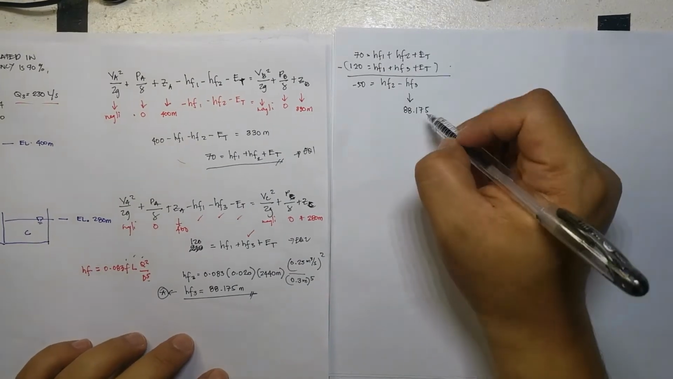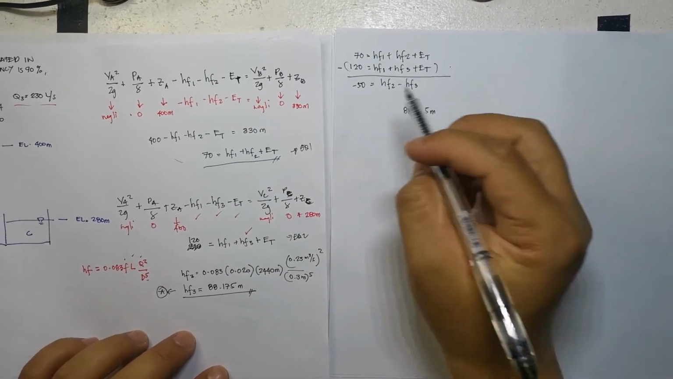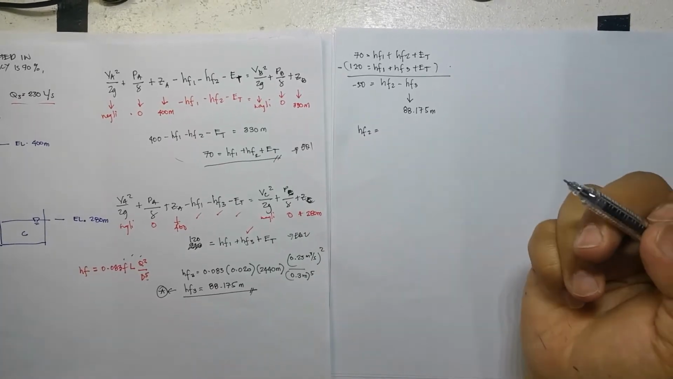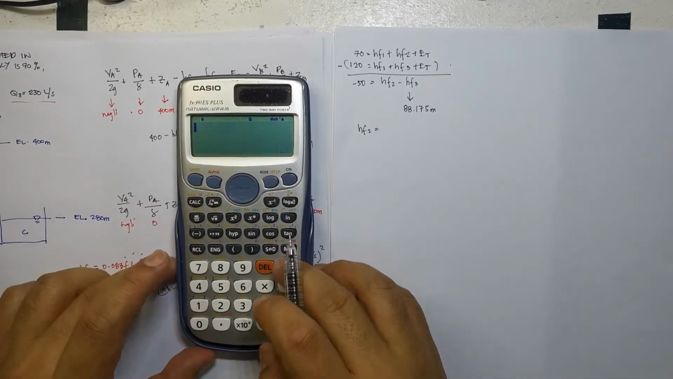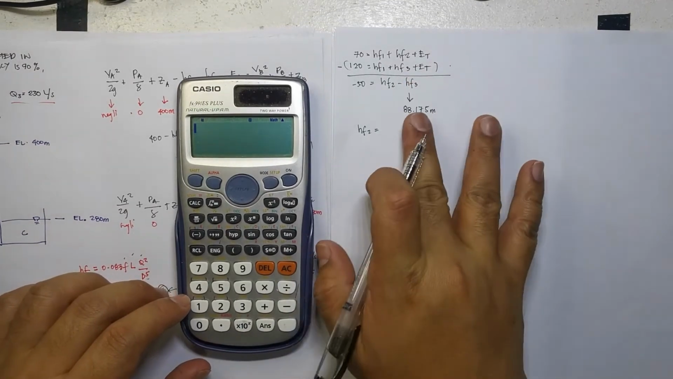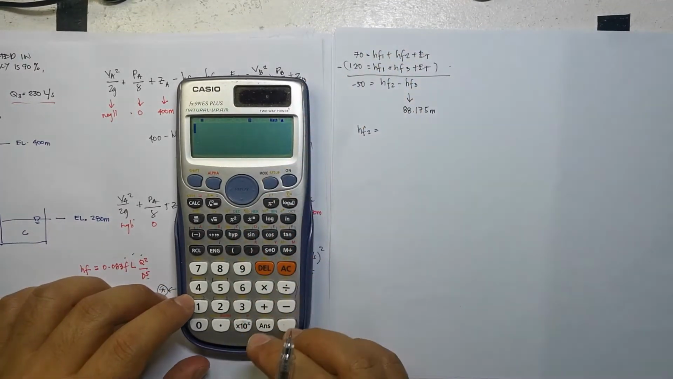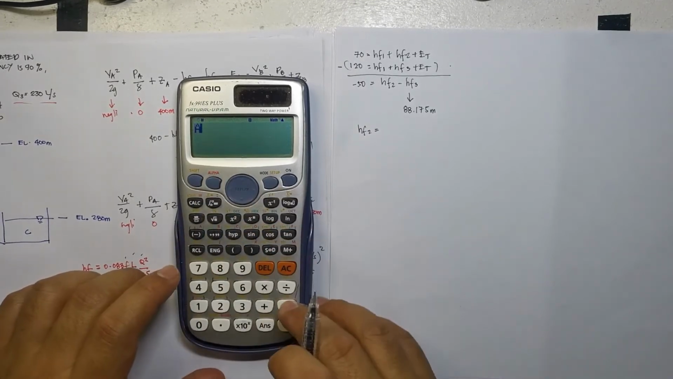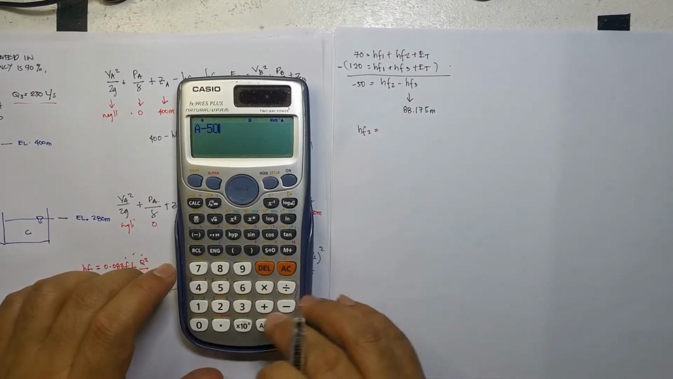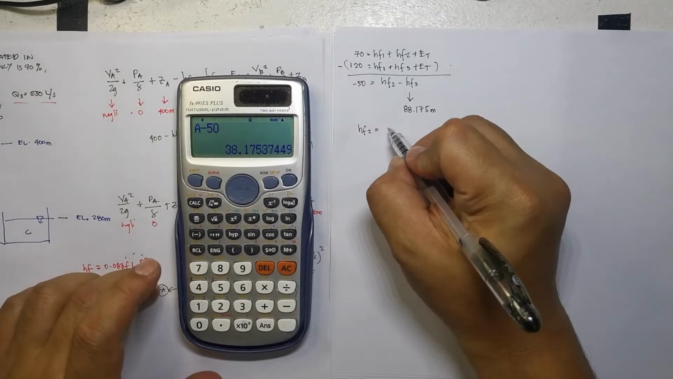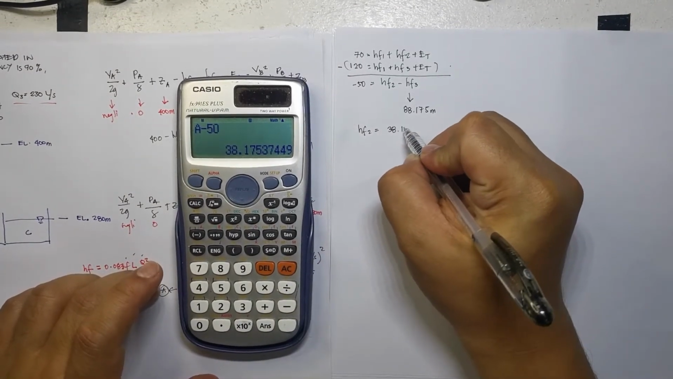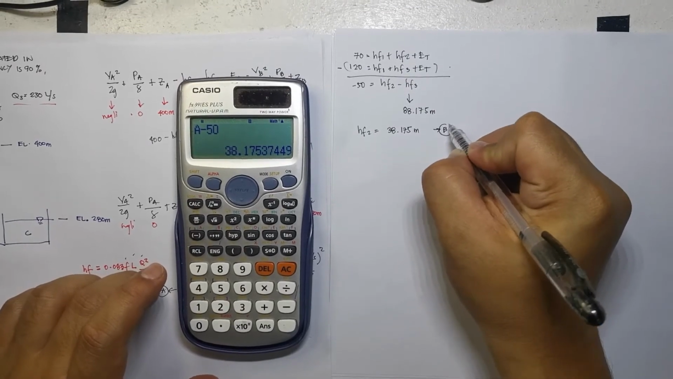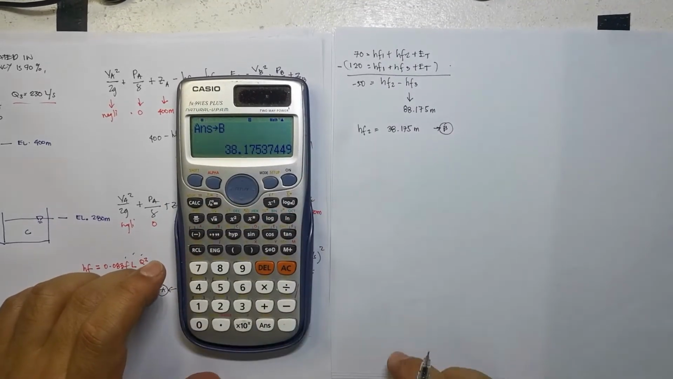Ayan, 88.175 meters. So, we can say already that HF2 is equal to, negative 88.175, transfer natin doon magiging additive. So, 88 yung A natin minus 50. So, HF2 will be 38.175 meters. Store natin sa D. Store D. Ayan.